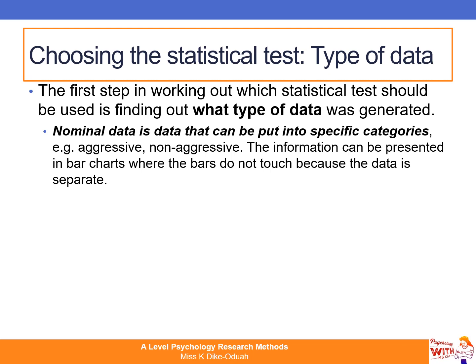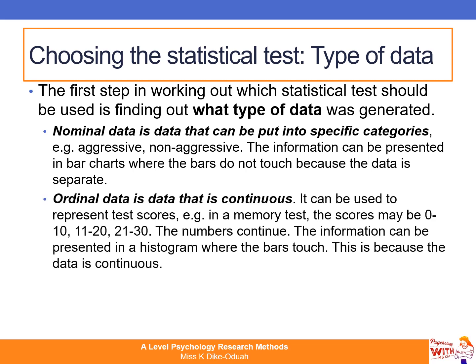The first one we're going to look at is nominal data. Nominal data is data that can be put into specific categories. This information can be presented in bar charts, but certainly we cannot correlate categorical data. So tests such as Pearson's and Spearman's Rho are out of the question when it comes to nominal data.